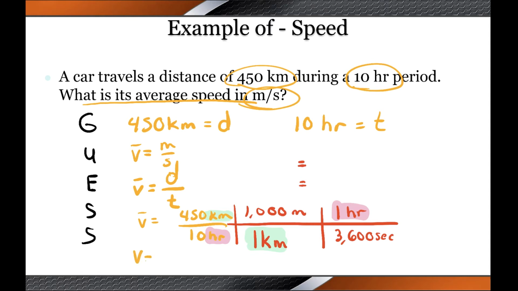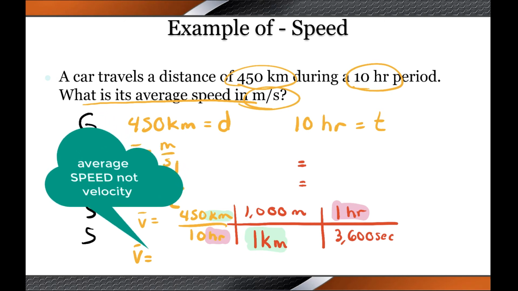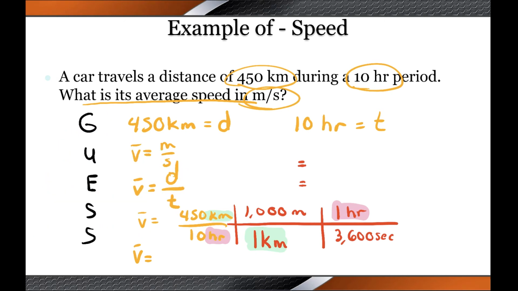We know that velocity, average velocity then, you would have to plug this in. I don't have the number memorized. If you got 450 times 1,000 divided by 10 divided by 3,600, you come up with 12.5 meters per second.